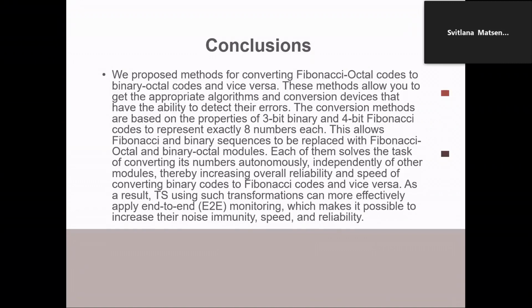Okay, and this is the conclusion. We proposed methods for converting binary octal codes to Fibonacci octal codes and vice versa. These methods use a modular structure with a 3-bit binary code and a 4-bit Fibonacci code. And this is research about data converting information from binary to Fibonacci octal code and from Fibonacci to binary octal code.